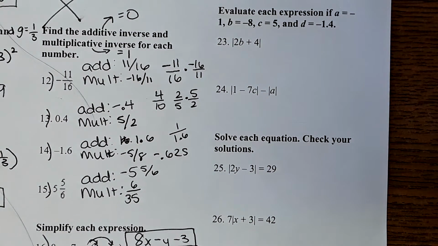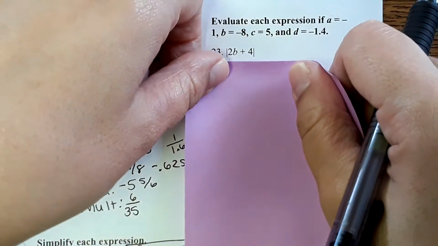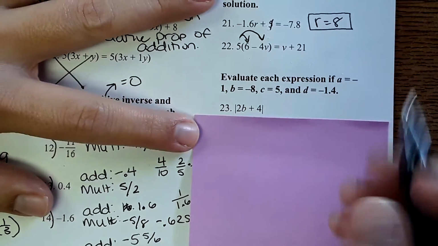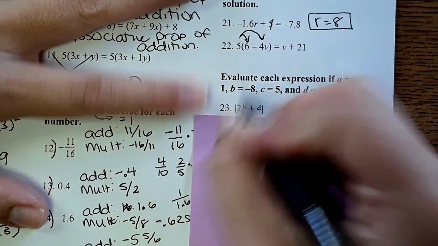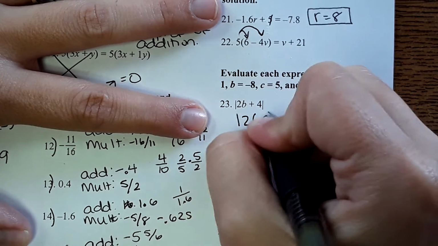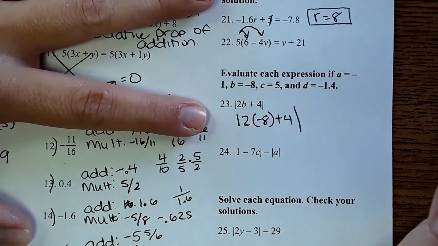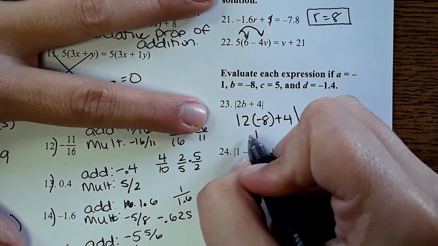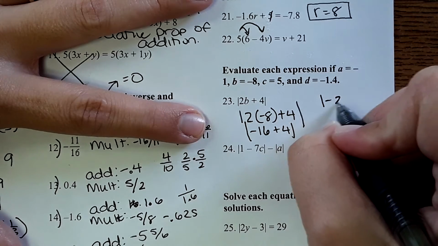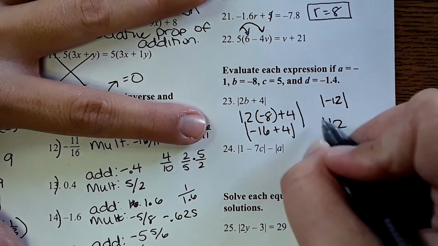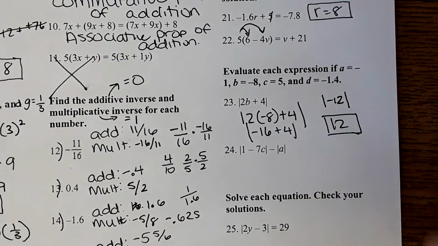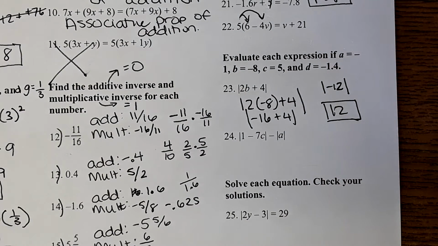Okay. Now we're going to evaluate absolute value expressions. We're just plugging in the numbers and then solving using that absolute value symbol. So here we would get, actually I can squeeze it in here. 2 times negative 8 plus 4 gets negative 16 plus 4, which would be absolute value of negative 12, which would be positive 12. So whatever's in the absolute value symbols will turn positive. If it's already positive, it stays positive.